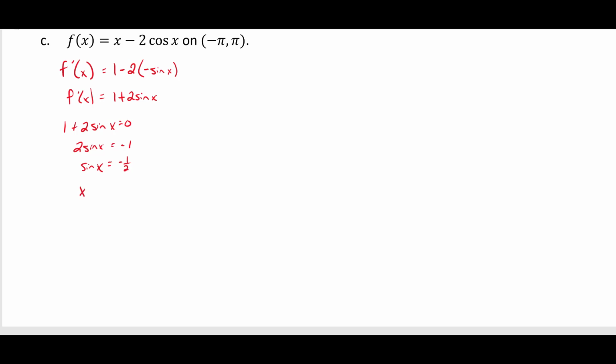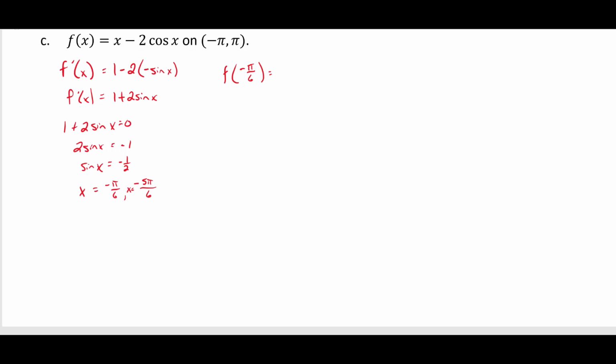Now on the interval from negative pi to pi, the values where sine x is equal to negative 1/2 end up being at negative pi over 6 and negative 5 pi over 6. So we have our two x values. Now we have to find the function values of those. So f of negative pi over 6. And I want the exact value, so you can't just plug this in your calculator. You've got to give me the exact value of these. If you just give me a decimal, you're going to get some points off.